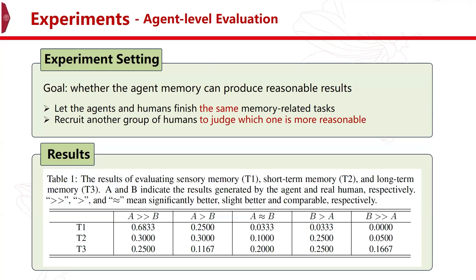Based on the simulator, we actually conducted a lot of experiments. In the first experiment, we would like to evaluate whether the agent memory can produce reasonable results. In this experiment, we let the agent and human finish the same memory related task and recruit another group of humans to judge which one is more reasonable. Since in our simulator, in the agent, there are three modules, we design one task for each module. The results are presented in the following figure. We can see the agent can almost achieve comparable performance as compared with the human.